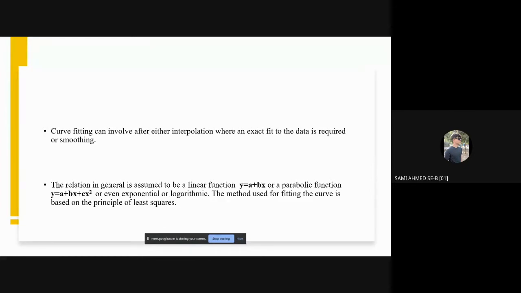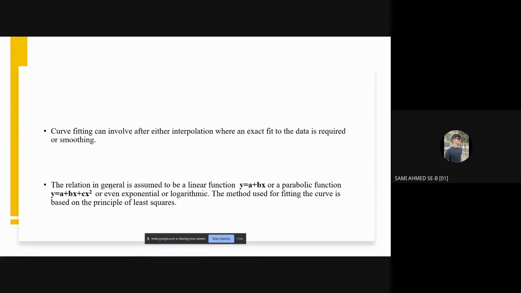Now, curve fitting is a type of optimization that finds an optimal set of parameters for a defined function that best fits a given set of observations. In our observations, we are going to show a curve, and we'll plot that. We'll get the points, and we'll plot them in our algorithm. The relation in general is assumed to be a linear function, that is y equals a plus bx, or a parabolic function y equals a plus bx plus cx square, or even exponential, which we are going to see in our slide, or logarithmic. The method used for fitting the curve is based on the principle of least squares, the least square method.